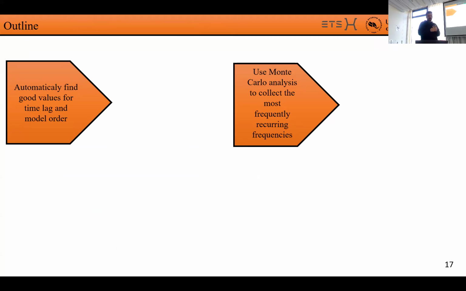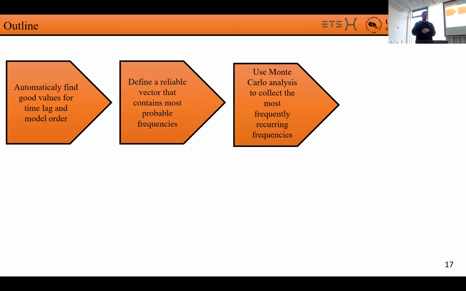So again, I focused my research on trying to find a methodology that allows me to do that in an automatic way. The first step was to define a reliable vector. What is a reliable vector? It's a vector that contains all the most probable frequencies of the structure, because in the case we don't have any information on the structure, we need to know which are the most probable frequencies.